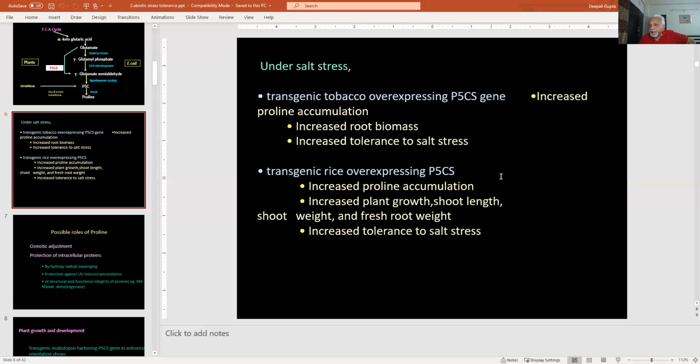So this gene was overexpressed, and almost similar observations were made: it led to proline accumulation, increased plant growth, shoot length and root length, shoot and root fresh weight, and increased tolerance to salt stress. So this was validated in rice as well, but this rice was japonica. As you know, rice has two main varieties, one is the indica type and the other is the japonica type. So this work was done in the japonica type.